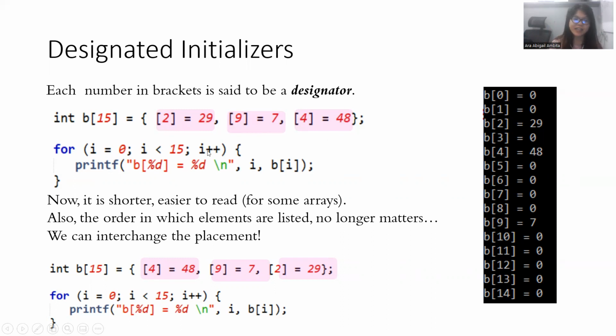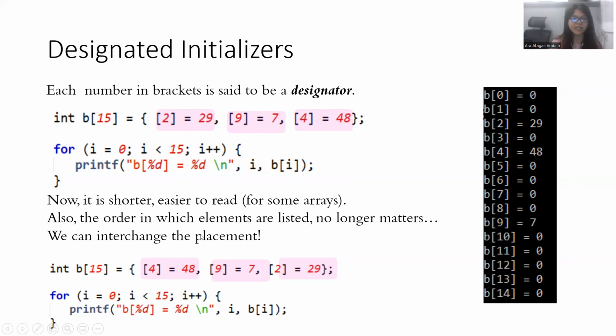So and then if you look through the values of the array B, this is what it will show you. So 0, 0. The rest of the array is 0, but those parts that we have initialized, B of 2, B of 4, and B of 9, have the values 29, 48, and 7 respectively.